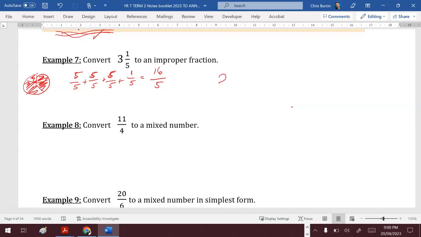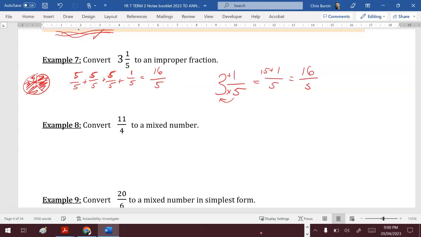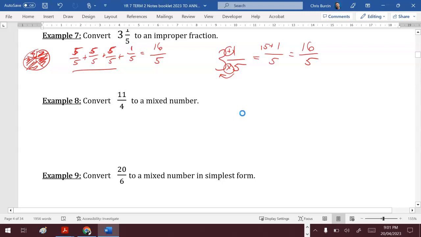Now the other way to look at it is probably the way that you have been taught. 3 and 1/5. You will multiply this and then add this. So 5 times 3 is 15. And 15 plus 1 is 16. And look, I get the same answer. A lot of times people will mix this up. So if you're ever confused, go back and think of it this way. How many whole sets of 5 fifths do I have to get me to that point? But either way works.